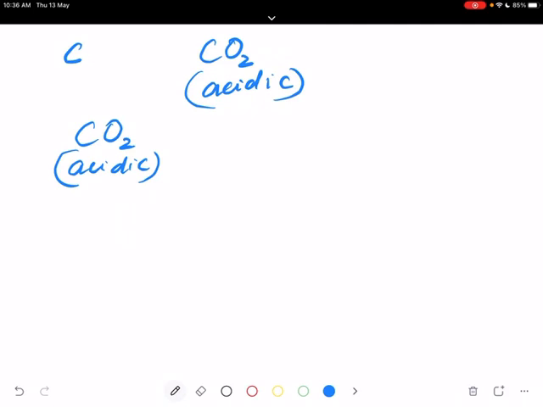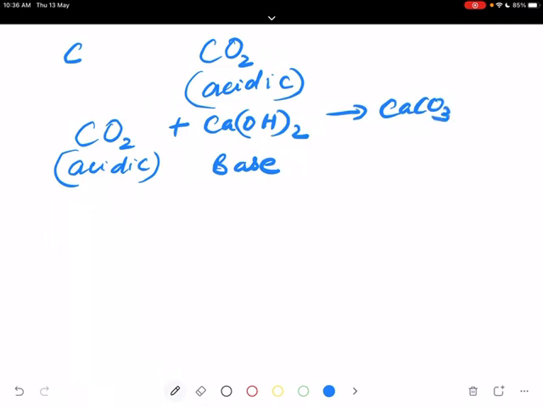So, how can we prove that it is acidic? You react it with base, for example, calcium hydroxide. Calcium hydroxide is a base. We know that when carbon dioxide is passed through calcium hydroxide, you get salt, white precipitate of calcium carbonate, and water. Means lime water turned milky. This we have seen, lime water. Calcium hydroxide is called lime water.